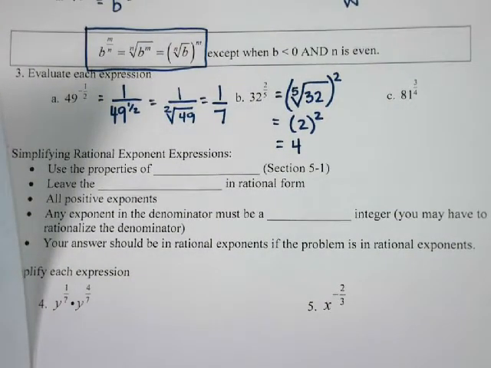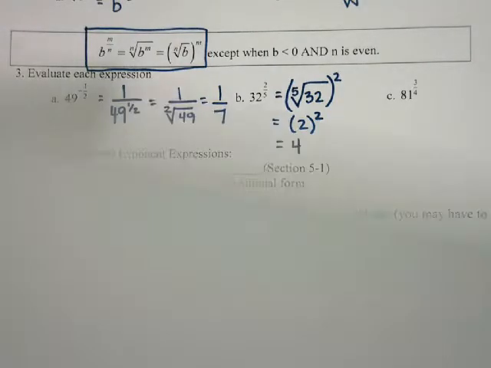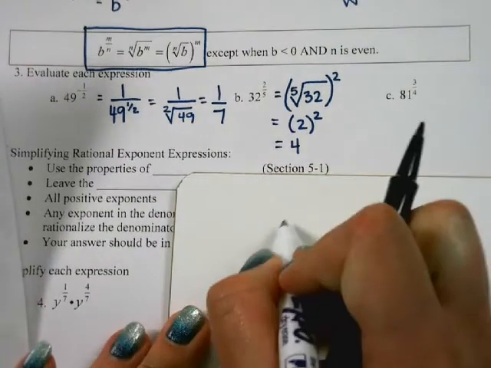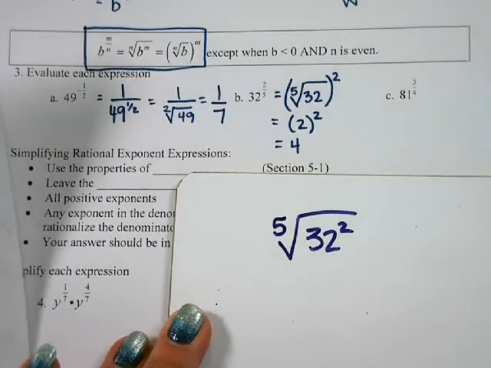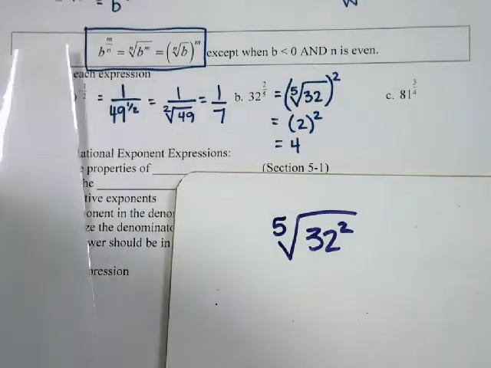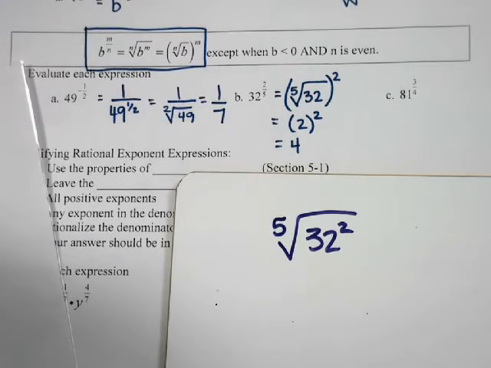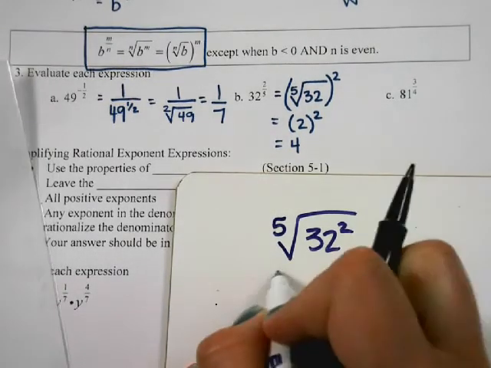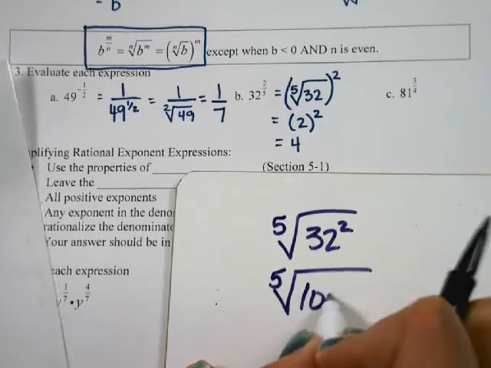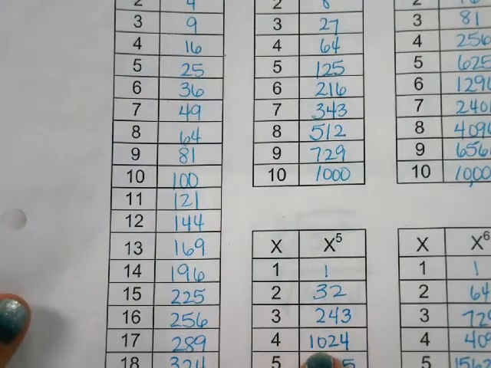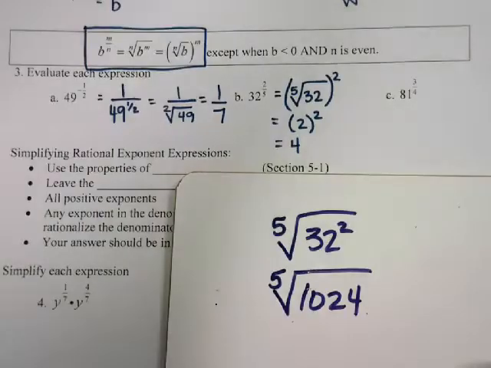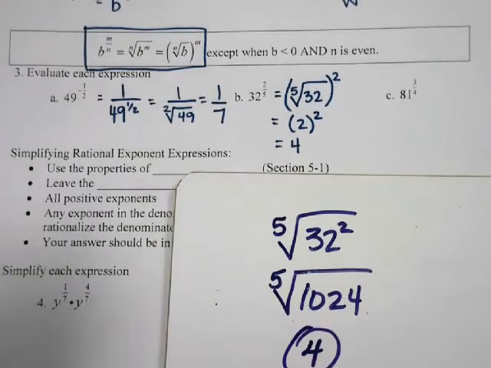Now, we could have done it the other way. Like I said, the rule said we could raise it to the power first. So we could have also done this guy as the 5th root of 32 squared. Well, 32 squared is a really big number, right? 32 squared is 1024. The 5th root of 1024 is 4. So you get there either way. If you take the root first, though, the numbers tend to be a little bit smaller.